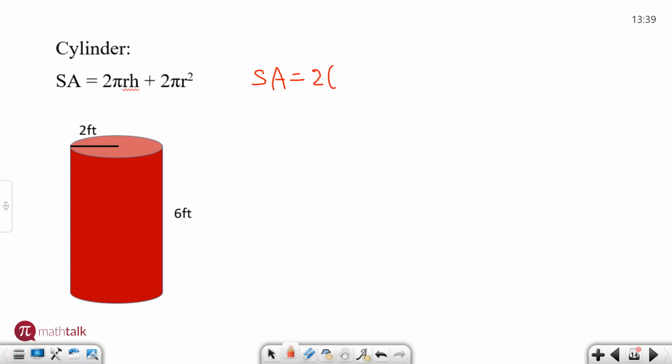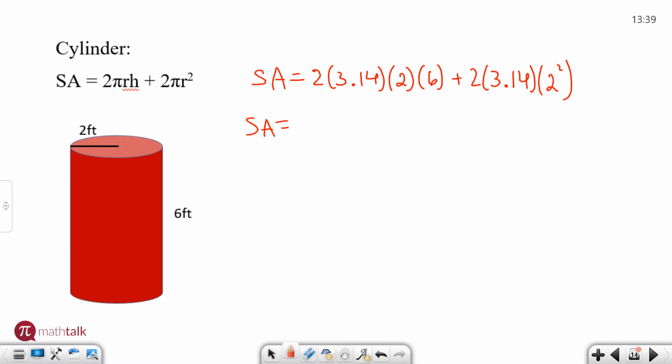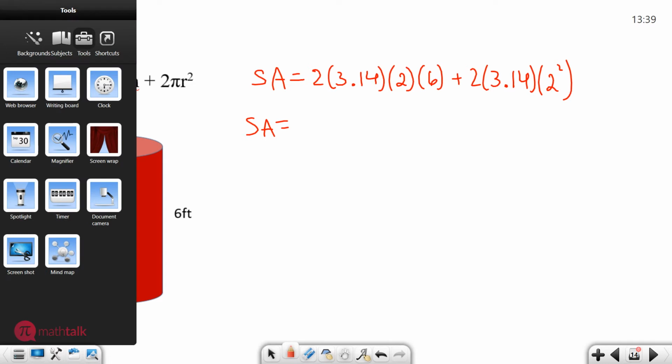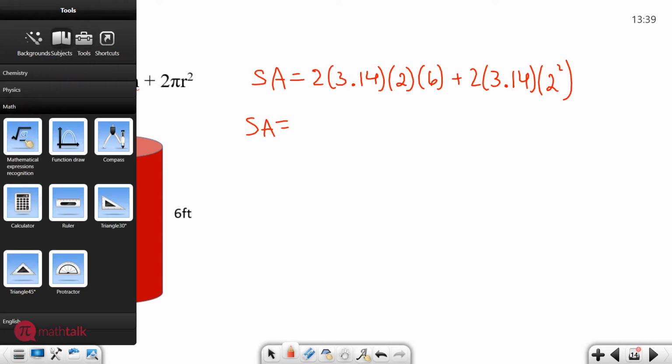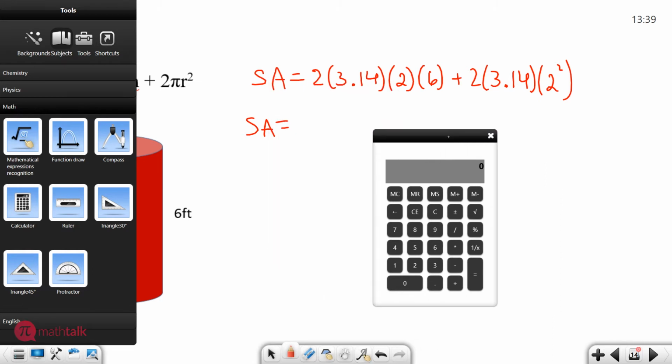So I have 2 times 3.14 times r, which is the radius, which in this case is 2, and times h, which is your height, in this case 6, plus 2 times pi r squared. So 2 times pi, which we're using 3.14, times the radius squared, which is 2 squared. All right, let's continue. I'm going to have to use a calculator for this because when it gets to decimals, I always use a calculator.